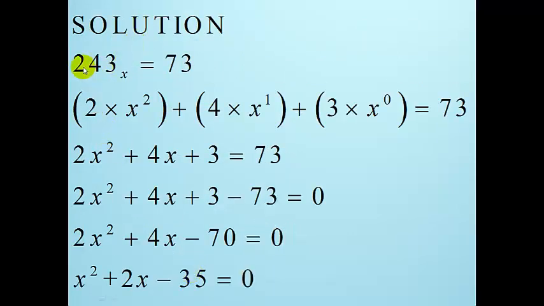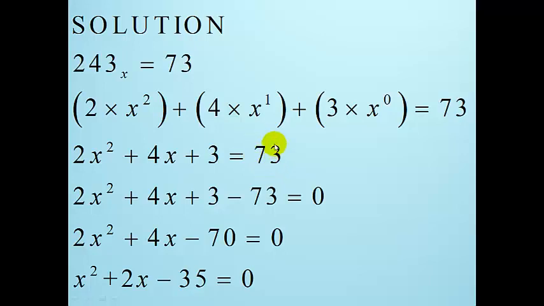Now solution. Given 243 base x equals 73, we need to multiply the digit by the base. So we have 2 times x plus 4 times x plus 3 times x. Then after multiplying the digit by the base, we raise the base to an exponent from right to left, starting from 0. So we have 0, 1, 2. So now 2 times x squared equals 2x squared, plus 4 times x equals 4x, plus x raised to the power 0 equals 1. So 1 times 3 equals 3. This is equal to 73.